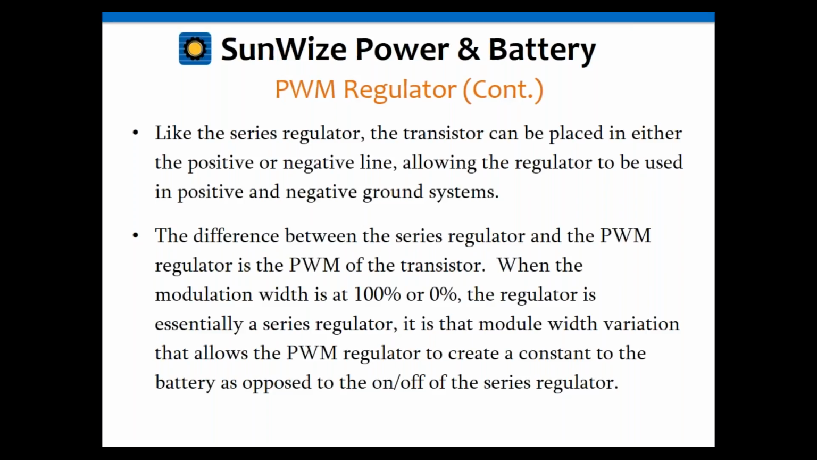But I do want to also mention, like the series regulator, because that transistor can be put in either the positive or negative line, you can use it in both positive and negative grounded systems. Now, unlike the relays that you can easily move because they're outside of the circuitry, in this case, since the transistor is usually built into a unit, that regulator has to be built for that. So you would have to check with the manufacturers whether they have a positive ground version or not. As I mentioned, you would vary that width in order to create that constant voltage.